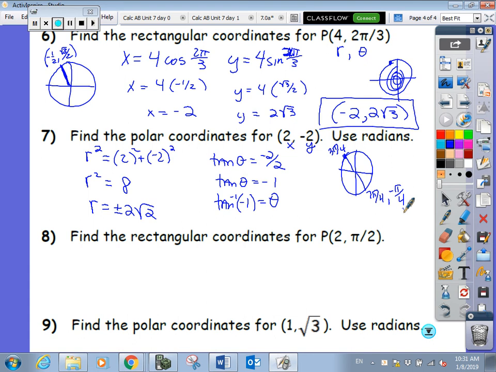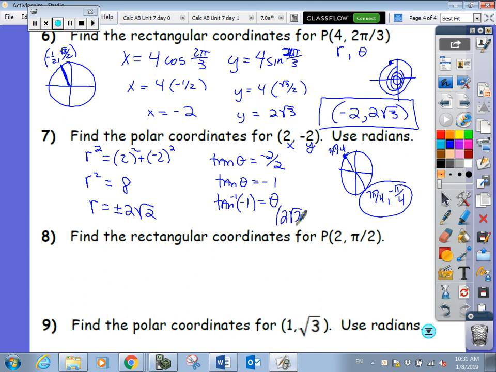So we look here, 2, negative 2. What quadrant is that? 4, right? 2, negative 2. So we want to use one of these. Now we just have to decide, are we going to use the positive or negative 2 root 2? There's lots of choices. You just got to pick one. So let's say I want to use positive 2 root 2.